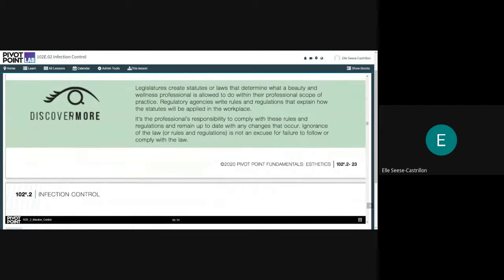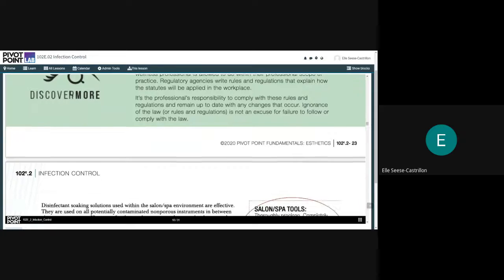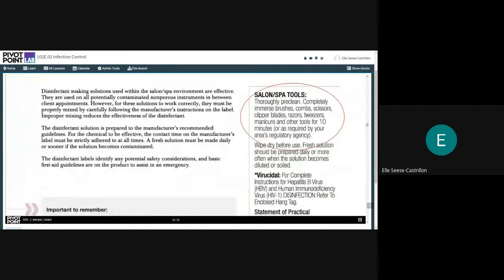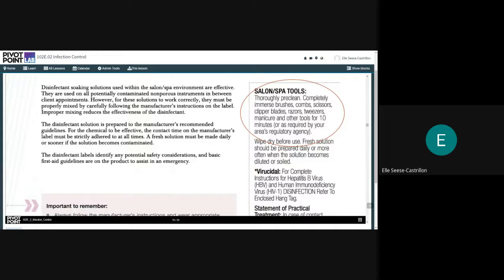Legislatures create statutes or laws that determine what a beauty or wellness professional is allowed to do within their professional scope of practice, and regulatory agencies write rules and regulations that help to explain the statutes and apply them in the workplace. It is the professional's responsibility to comply with these rules and regulations and also remain up to date with any changes that occur. Ignorance of the law or rules and regulations is not an excuse for failure to comply with the law. So disinfecting soaking solutions used within the salon or spa environment are effective.